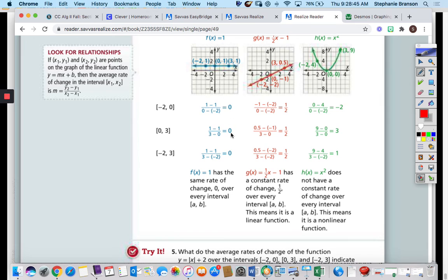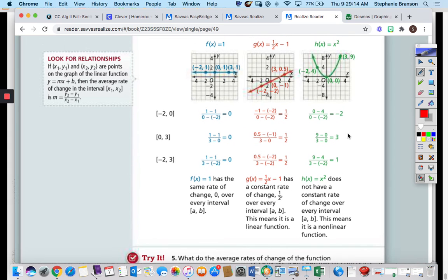Alright, so since our slope is the same each time, we're going to keep that in mind by looking at the second one real quick. They got our average rate of change here. They got a 1 half, 1 half, 1 half. Do you notice how that is the same each time? Since it does have a constant rate of change, 1 half, this means that the function is linear. So it was a straight line. That's all that means. Is it linear or not?